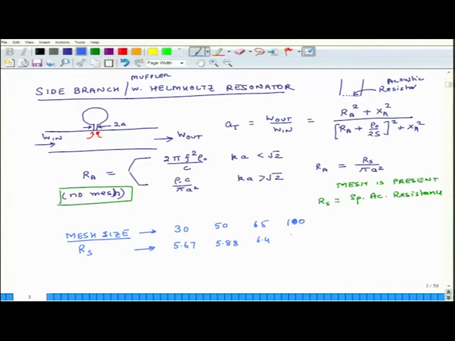100, then this is 9.1, and 120, then this is 13.5, and if it is 200, which is very fine mesh, then it is 24.6. So, from this we can calculate R A. Now, we also have to find X A. X A is the reactance.